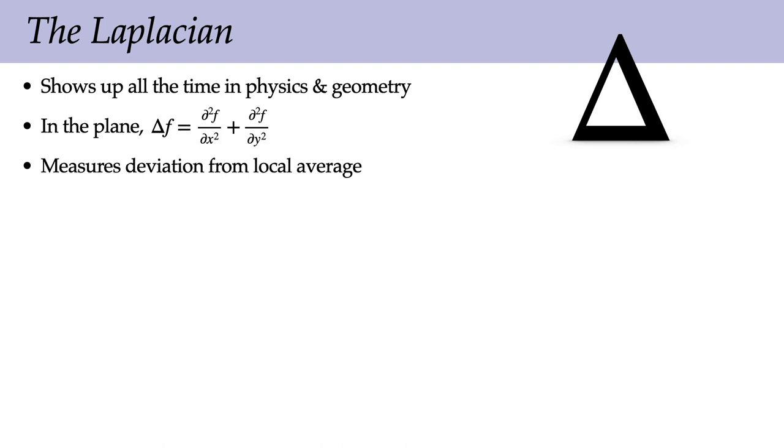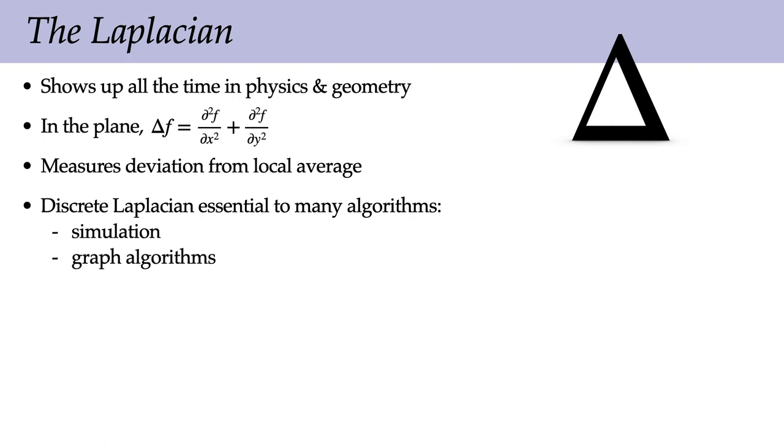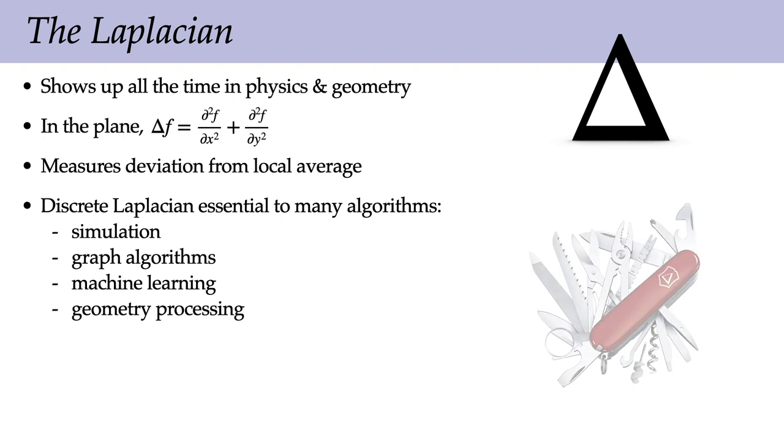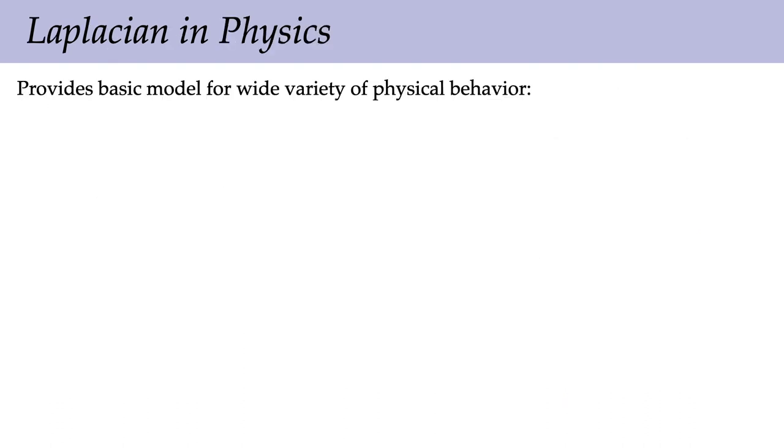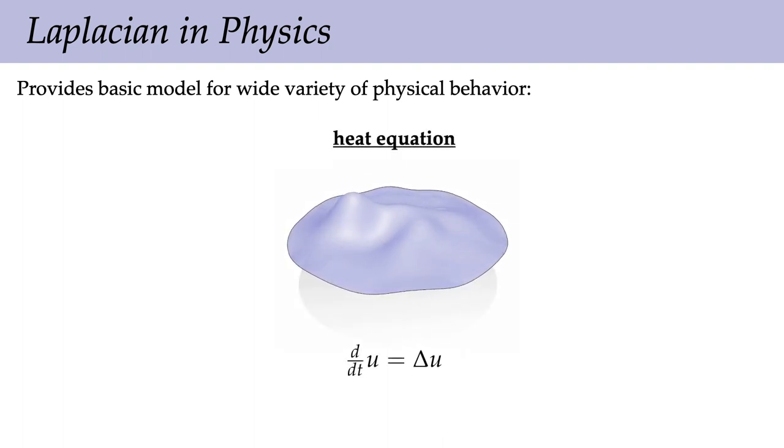Much as the smooth Laplacian is common in physics and geometry, discrete Laplacians show up in algorithms in all different fields, from simulation to graph algorithms to machine learning to geometry processing. Because of its utility across applications, some people like to refer to the Laplacian as a Swiss Army knife. In physics, the Laplacian provides the basic model for a wide variety of physical behavior. For now, we're primarily interested in the heat equation, du dt equals Laplace u, which describes how heat diffuses through a domain.